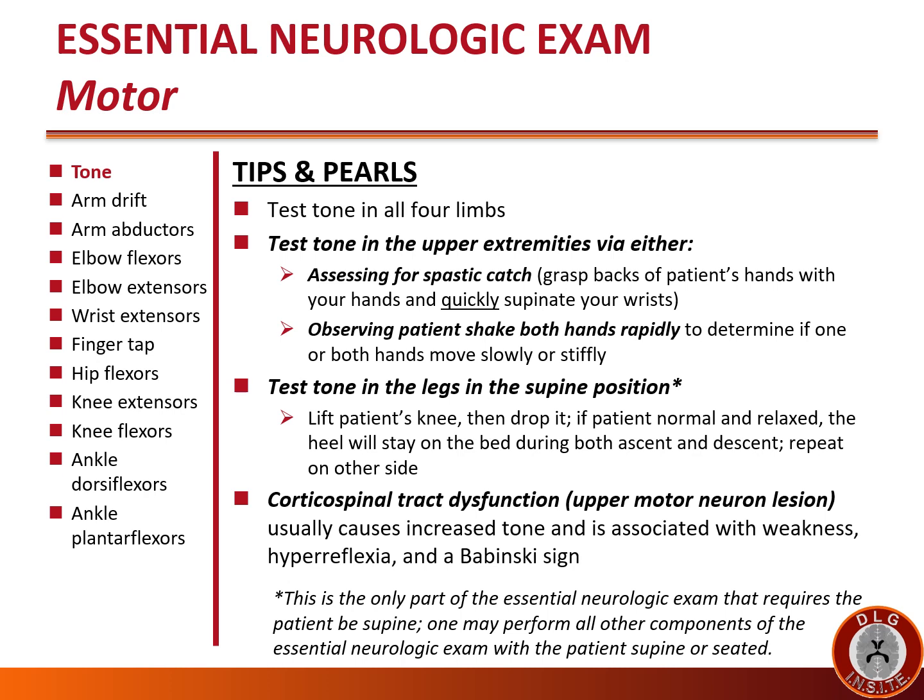Test tone in the legs in the supine position. When the patient is in the supine position, lift the patient's knee, then drop it. If the patient is normal and relaxed, the heel will stay on the bed during both the ascent and descent. Repeat on the other side. Corticospinal tract dysfunction, an upper motor neuron lesion, usually causes increased tone and is associated with weakness, hyperreflexia, and a Babinski sign. Note that testing tone in the legs is the only part of the essential neurologic exam that requires the patient to be supine. One may perform all other components of the essential neurologic exam with the patient supine or seated.